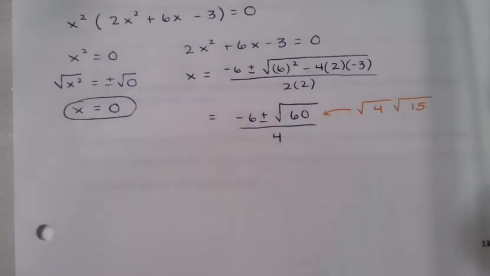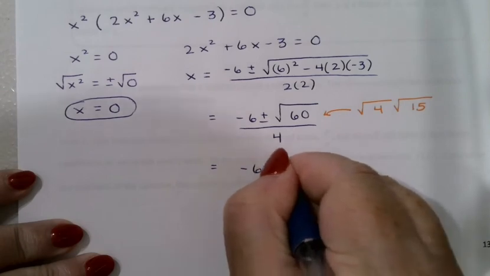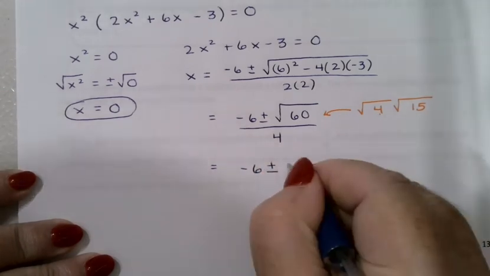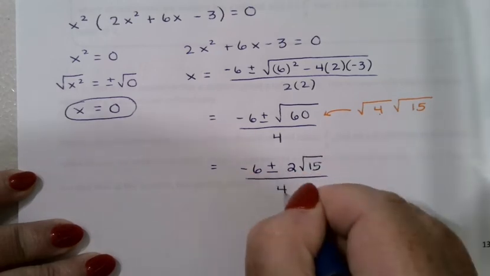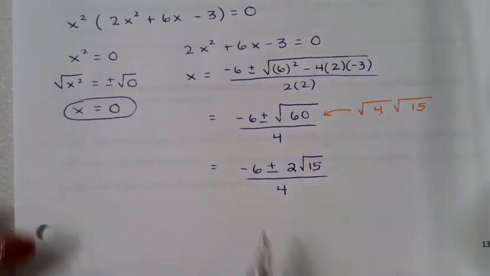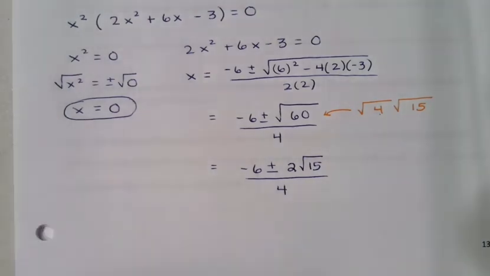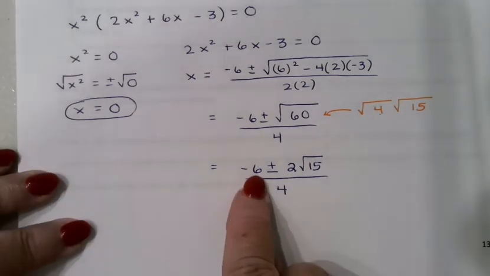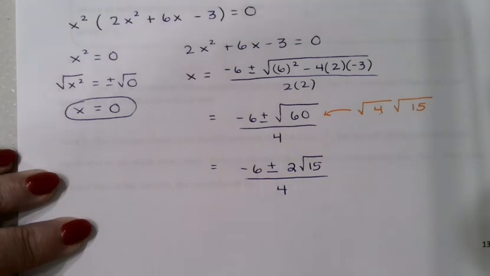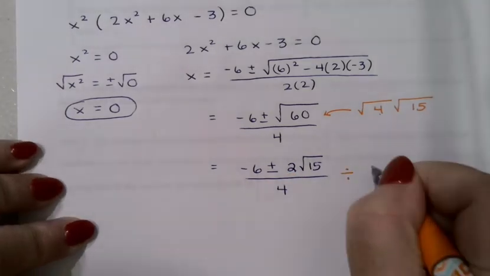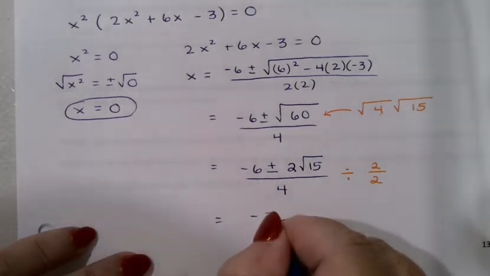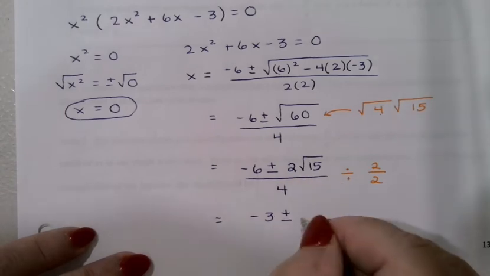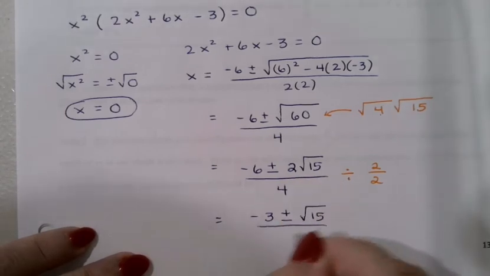So I have negative 6 plus or minus the square root of 4 is 2 times the square root of 15, over 4. And this time there's no imaginaries, so you don't have to split this up into pieces. But the one thing I probably should do is reduce it. I'm going to notice that all of my coefficients are divisible by 2. So I'm just going to divide this by 2 over 2 to get lowest terms. Negative 3 plus or minus just 1 square root 15, over 2.